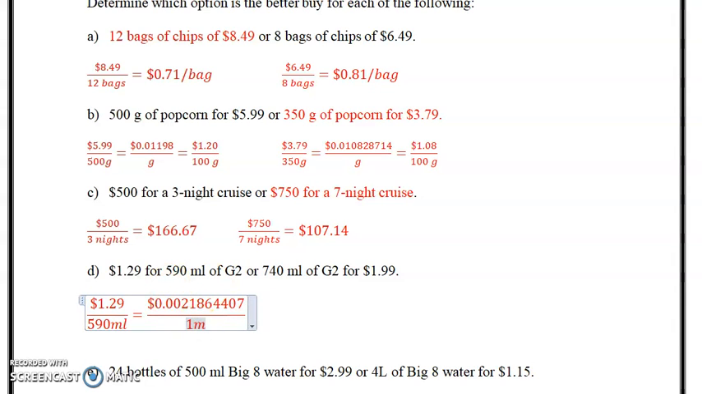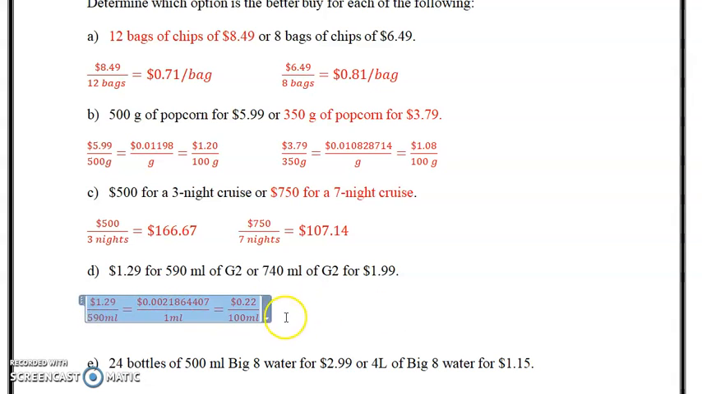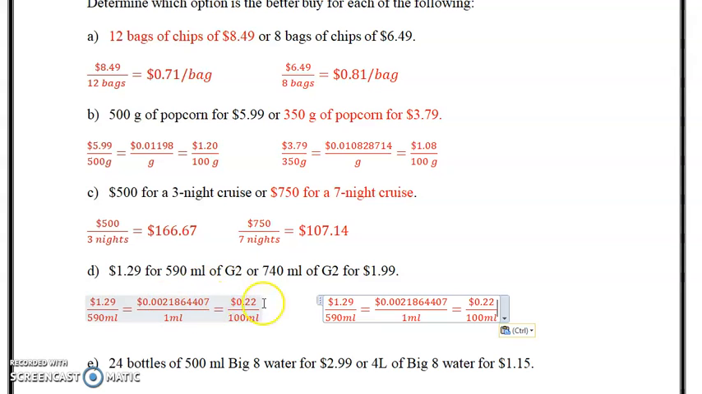All right. So as you can see, it's less than a penny per milliliter. So I'm going to multiply this by 100. All right, and that would give us 0.22 cents per 100 milliliters. Okay. Let's do the same thing. Remember, I'm just multiplying the numerator and denominator here, and then rounding again. You don't have to do this step. I'm just doing this as if I was finding the unit price, just to be sure.